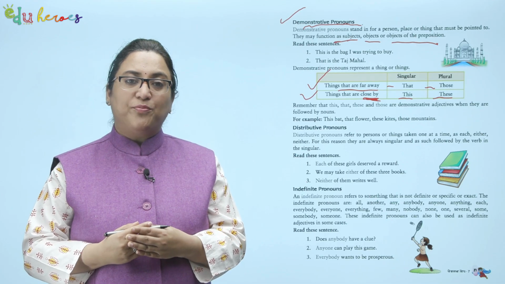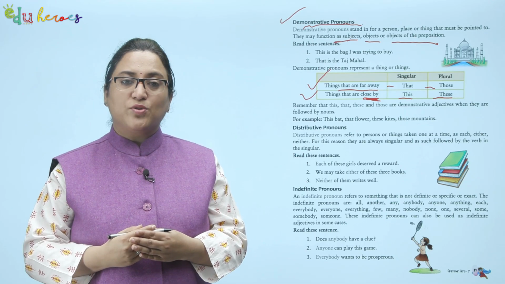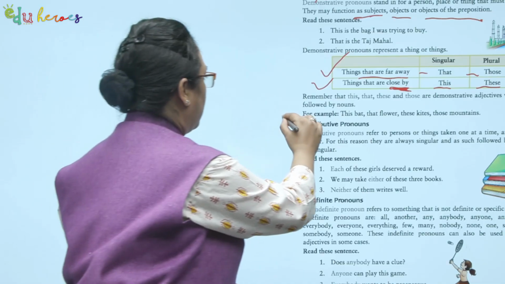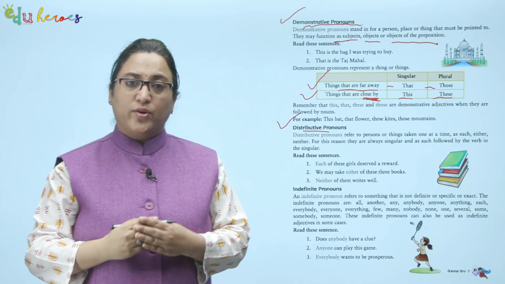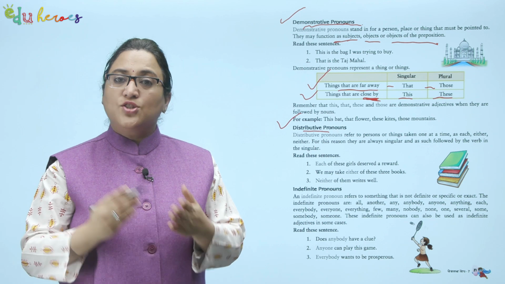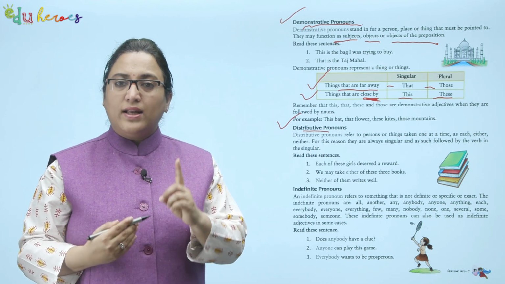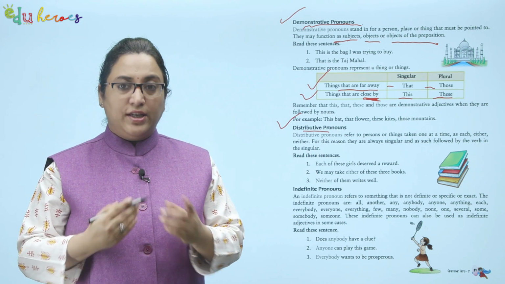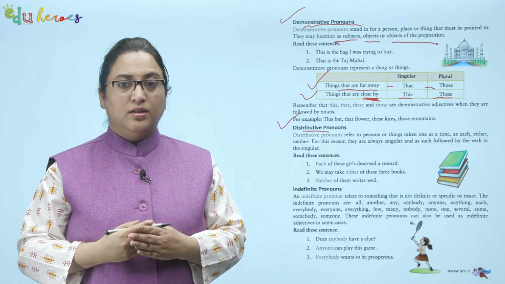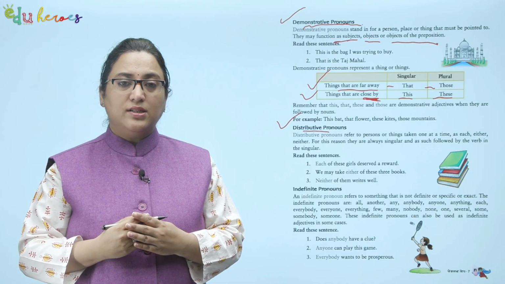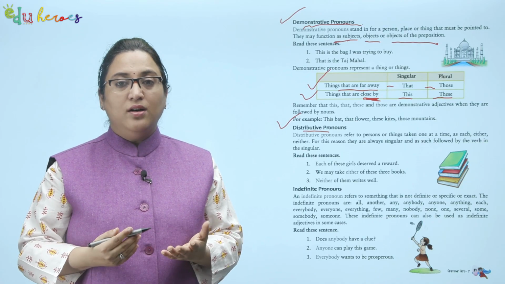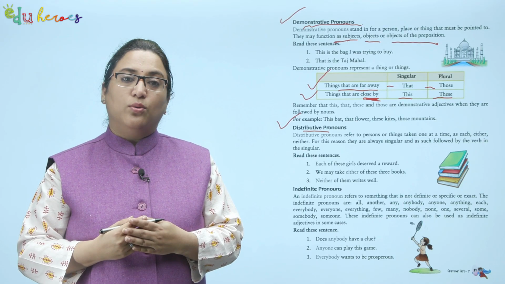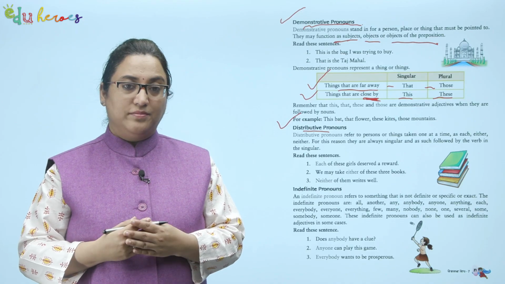The next type of pronoun is distributive pronouns. Distributive pronouns refer to persons or things taken one at a time, such as each, either, neither. These three words represent one thing. For this reason, they are always singular and as such followed by a verb in the singular.